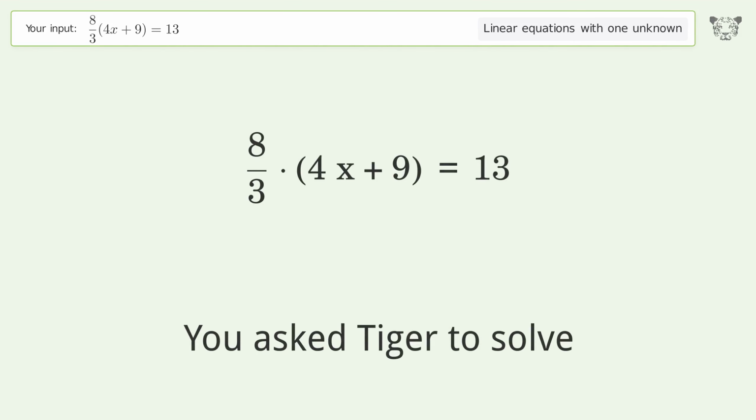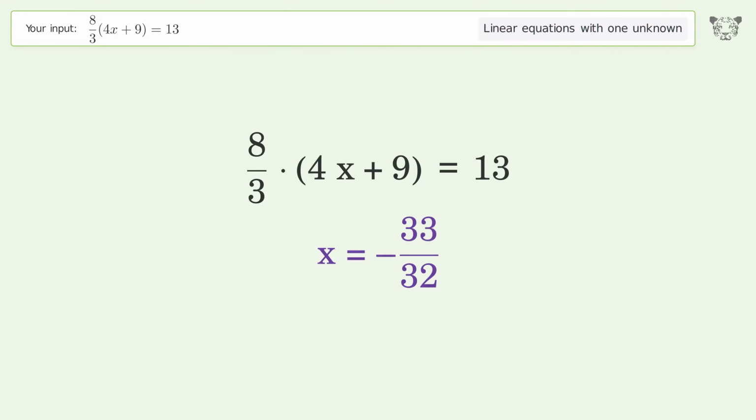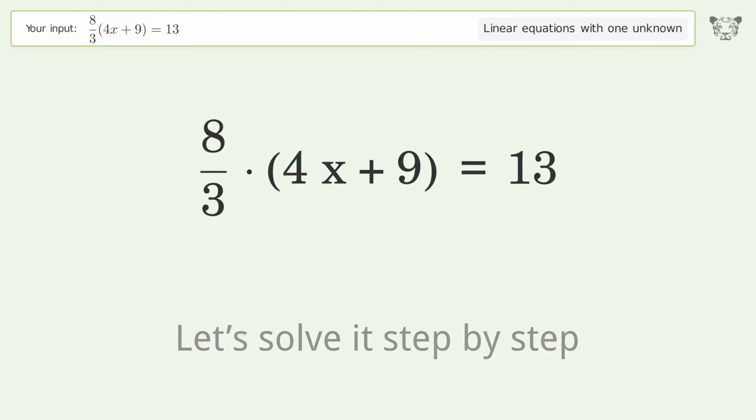You ask Tiger to solve. This deals with linear equations with one unknown. The final result is x equals -33/32. Let's solve it step by step.